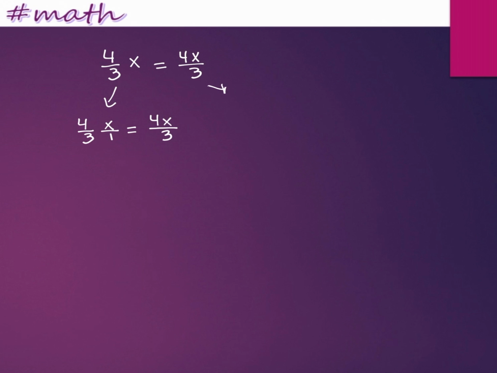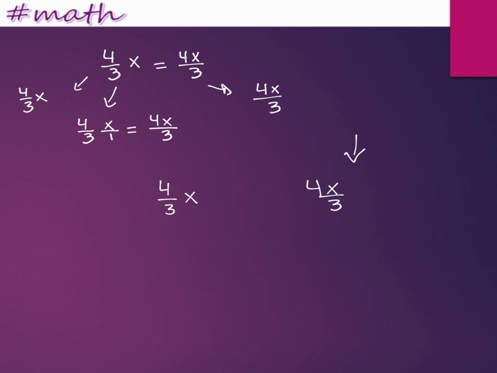When you read this, you read 4 times x over 3. When you read this, you read 4/3 times x. But they are the same thing. And when we want to solve for x, when we have this expression or this expression, you might think of them differently.